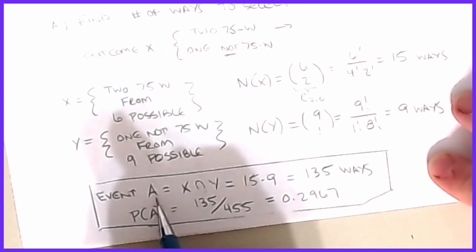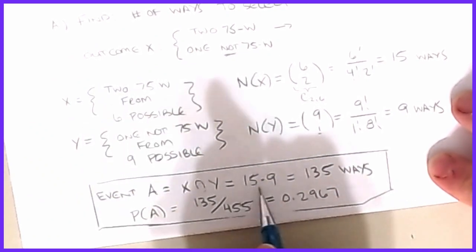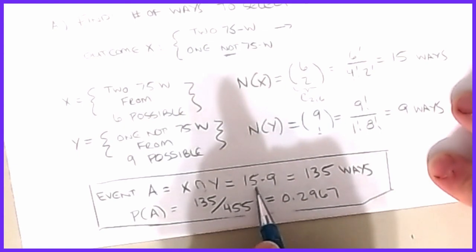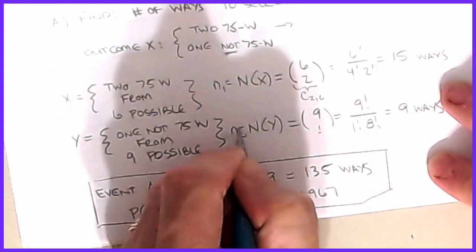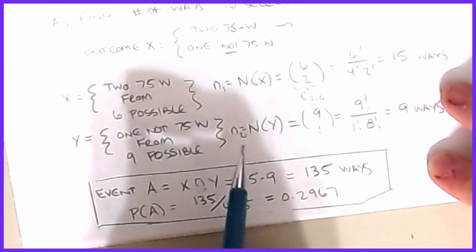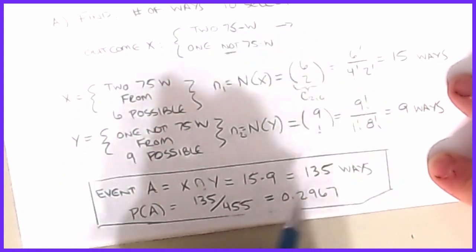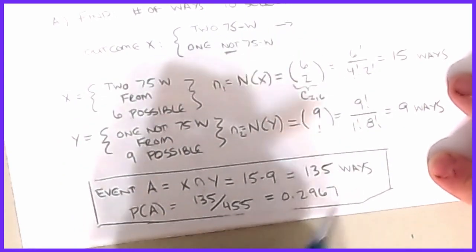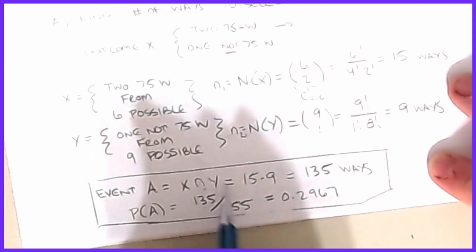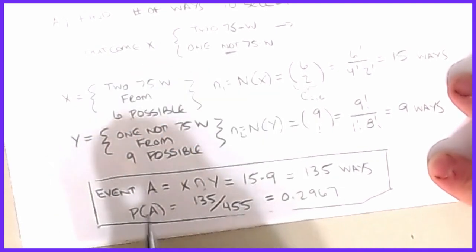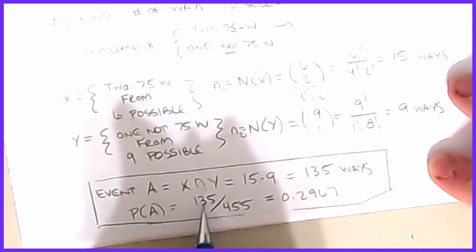By our product rule, or multiplication rule, 15 is my n1 and 9 is little n2. When that happens, I have 15 of those events and 9 of the other, so it's 15 times 9. I have 135 ways that this compound event can happen, X intersect Y, or two 75s and one not, on a 3-bulb pull.